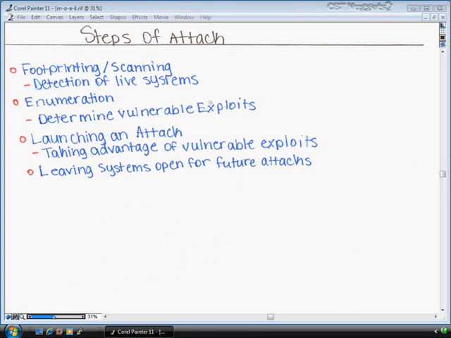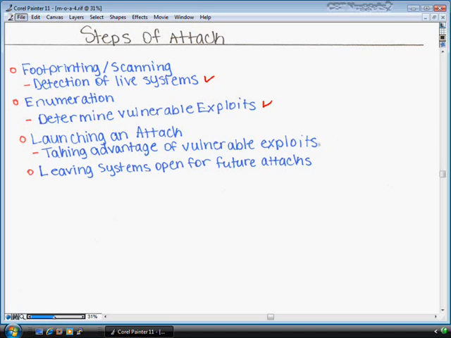Steps of attack. So let's discuss the 4 ways a hacker will typically take to hack your network. The first step usually involves footprinting and scanning, where they will detect live systems that are available on your network, and then they will try to perform enumeration where they will determine which vulnerable exploits those potential hosts are open to, and then they will launch the attack against those hosts and take advantage of those vulnerable exploits and be able to do exactly what they want to do to take over that system.